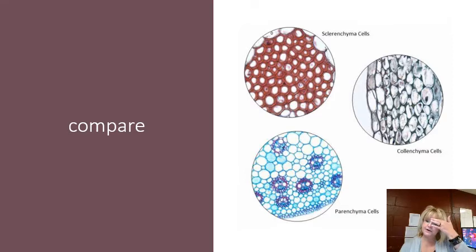Okay, so let's compare all of those side by side. You've got your parenchyma, which you can see in the very bottom slide. Then you've got some collenchyma up to the right, which are a little bit thicker. And then you've got your sclerenchyma cells up here on the top with the very thickest.